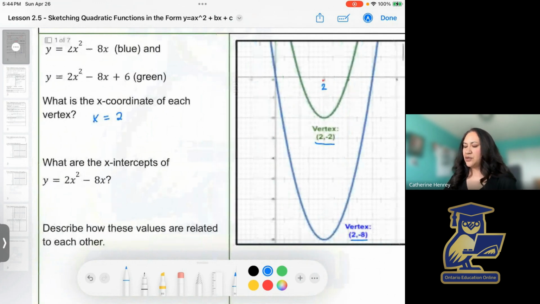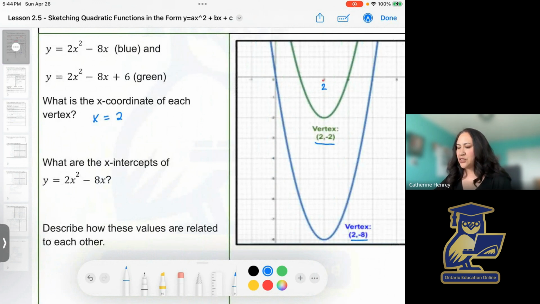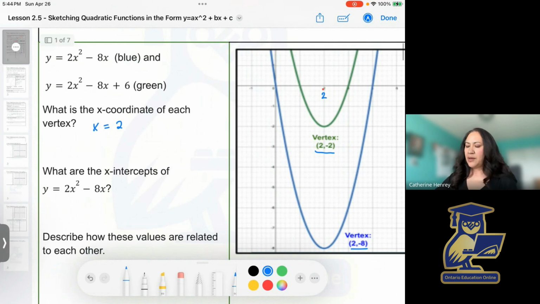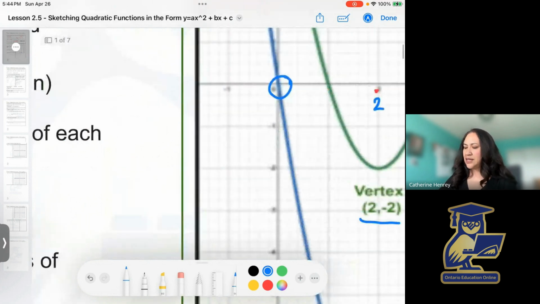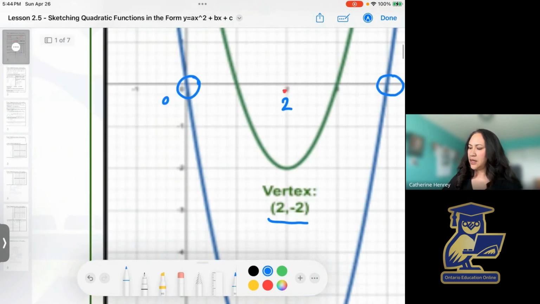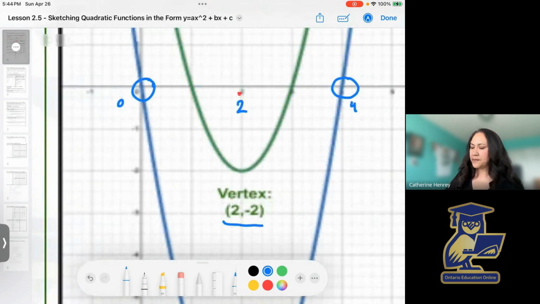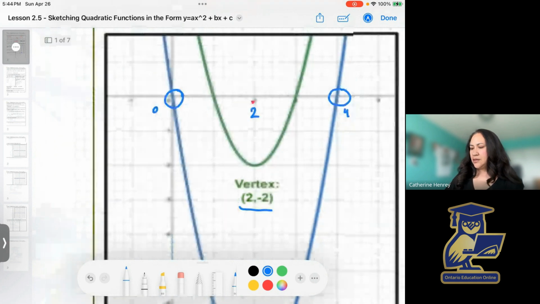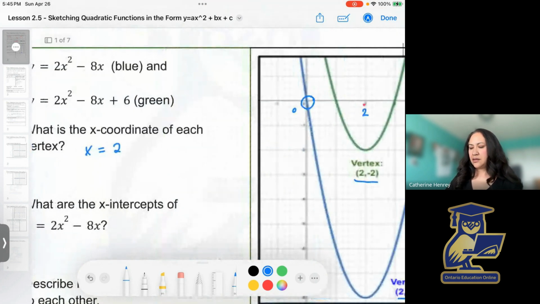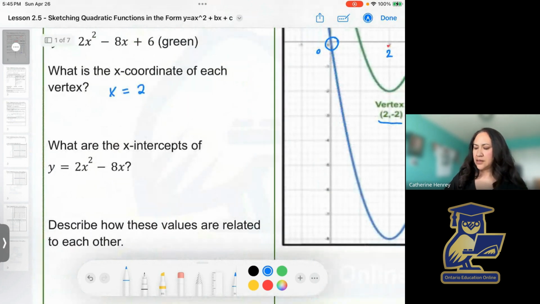Now, if I go up to the 2x squared minus 8x, which is the blue one, I'm asked to find the x-intercepts. And the x-intercepts are where the parabola crosses the x-axis. And that is here and here. And if I look closely, it looks like it is 0. And this one looks like it is 4. So I'm going to go back and write that in. The x-intercepts are 0 and 4.